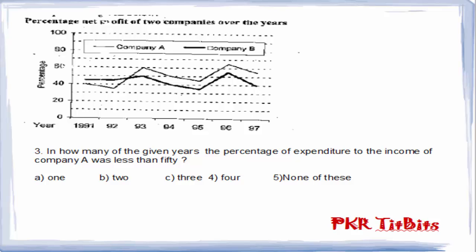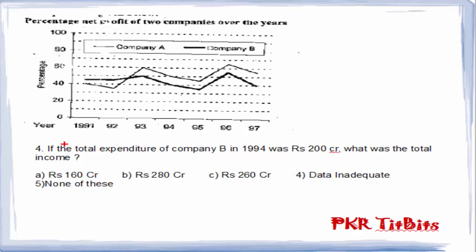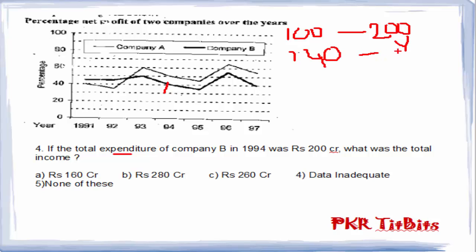So coming to the next question. If the total expenditure of company B in 1994 was 200 crore, what was the total income? So they have given us the expenditure. Generally we take expenditure as 100%. 100% is 200 crores. What was the total income? So we have the profit in 94 for company B. This comes to 40, so profit is 40 and income is 140.